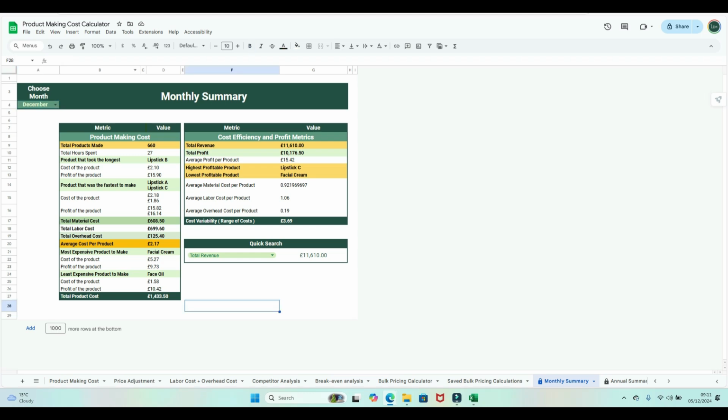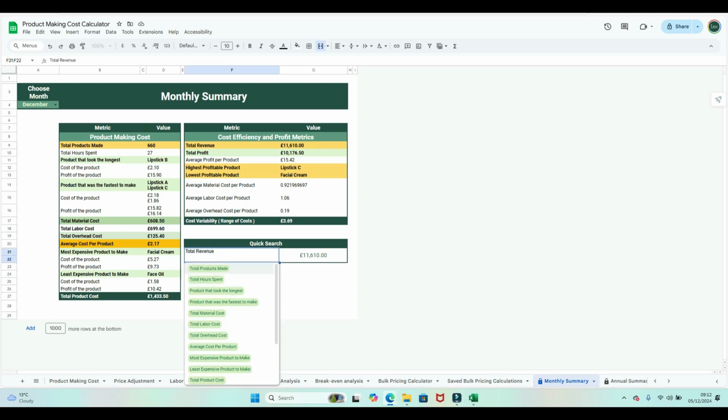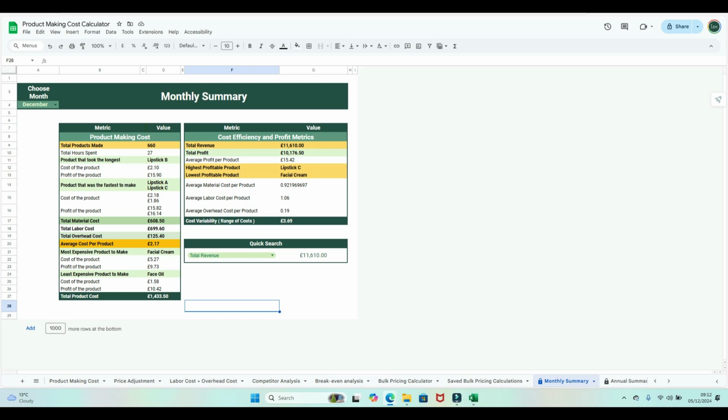Okay, so here what I've added is a quick search. Why is there a quick search? For instance, let's say you were presenting something with a potential business partner or potential investor or even the bank, because you're trying to get a loan or business loan. They say, hey, all I want to know is total revenue. All you have to do is go to quick search, and then you find your total revenue here, and you just click that. Okay, and if they want what's the total product made, if that's something they want to ask, then you just click that.